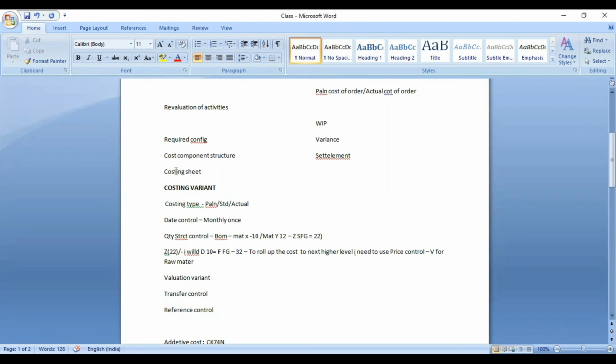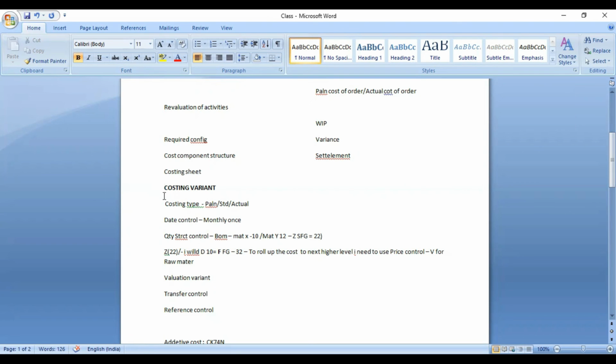Next, costing sheet. Costing sheet is actually the indirect overhead cost, and how we are going to make the allocations, whether it is fixed or the basis of allocating that cost to a particular product. Just tell me, costing variant, why do we need this? Because it is collecting all the information. Whatever we have created, we are assigning in the costing variant only.